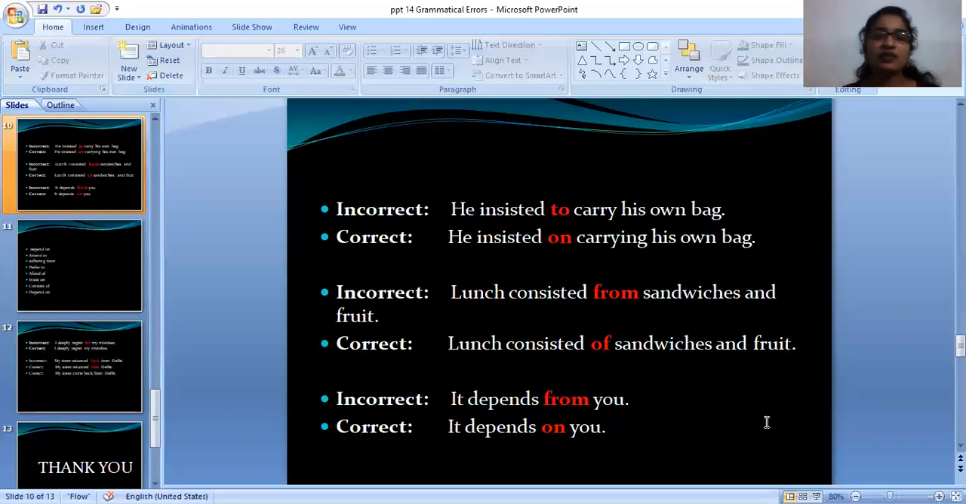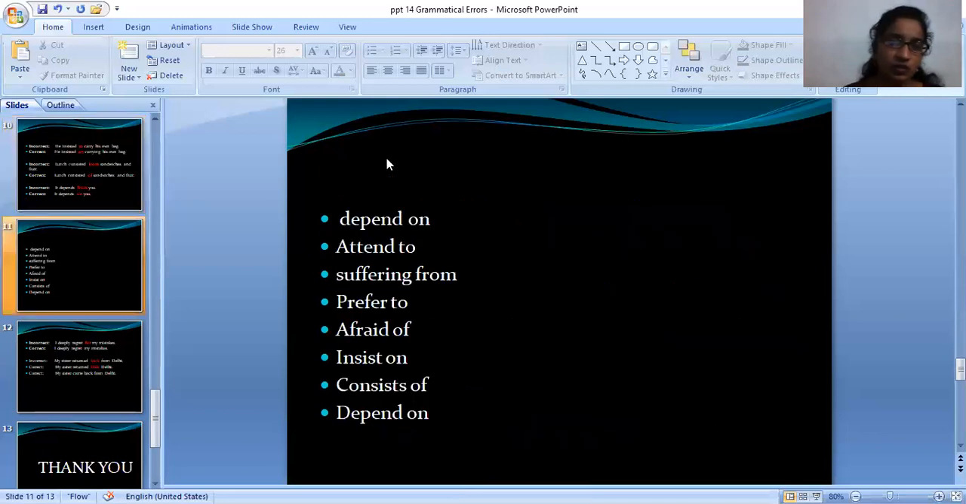Again, "it depends from", we have seen this sort of example, I think. It depends on you, not from you. So whenever you use insist, you have to use the preposition "on". If it is consist, you have to use the preposition "of", right? And if it is depends, you have to use "on".